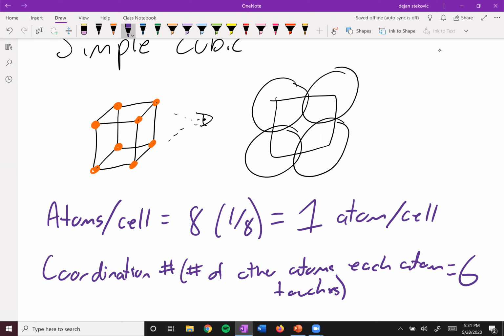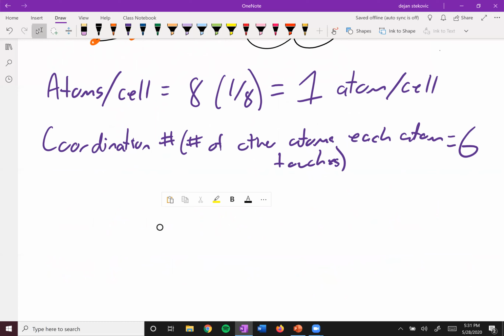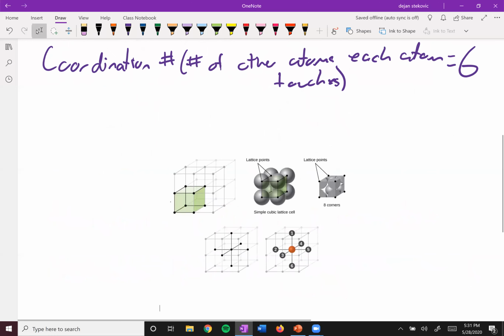I'll show you a picture that'll demonstrate this much more clearly. Simple cubic is overall the least efficient packing structure. You've got a lot of space that is simply not occupied. So here are just some better pictures.